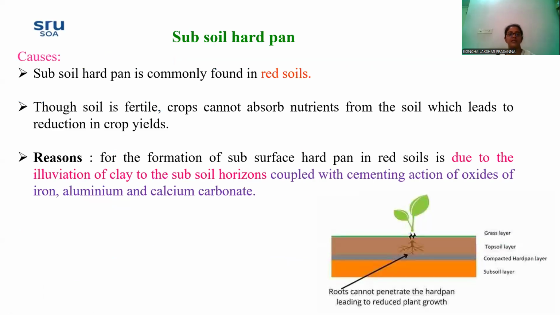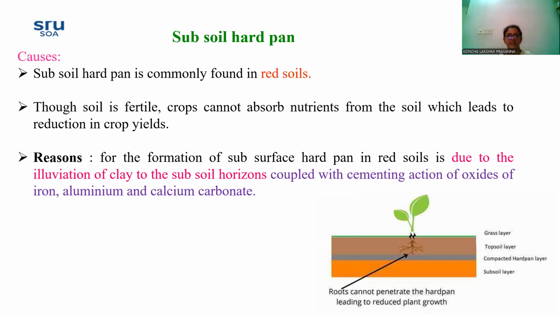Next constraint is the subsurface hard pan. Subsurface hard pans are one of the physical constraints present in the soil. They are mostly found in red soils. Though red soils are fairly fertile, crops cannot absorb the nutrients from the soil, which leads to a reduction in crop yields.